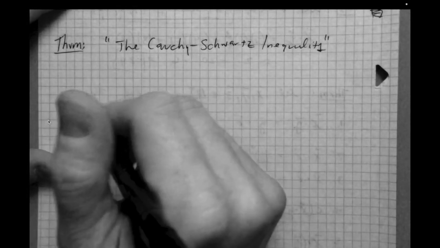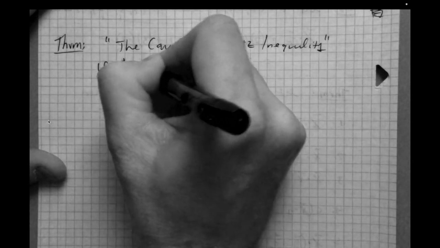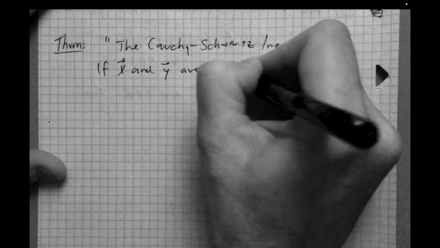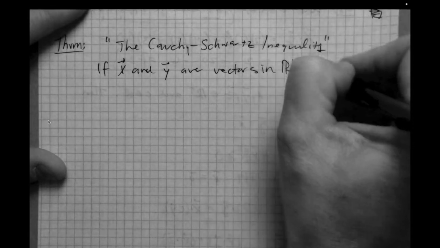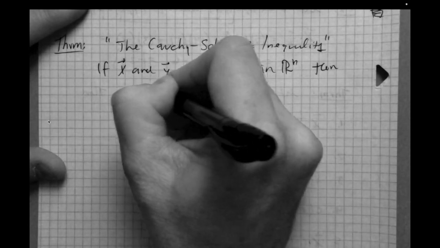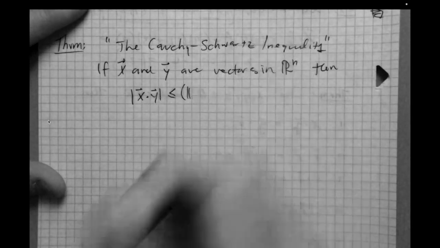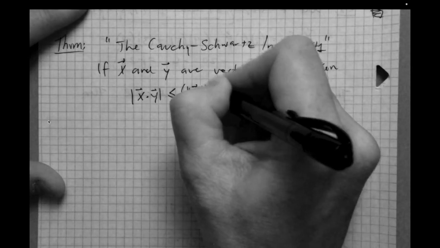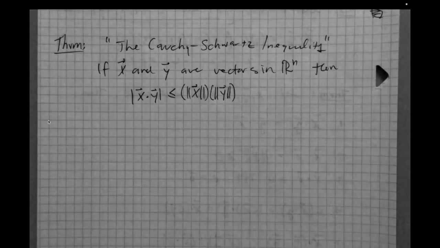So what does it say? It says if x and y are vectors in Rn, then the absolute value of the dot product of x and y is less than or equal to the product of the norms of the two vectors, right?